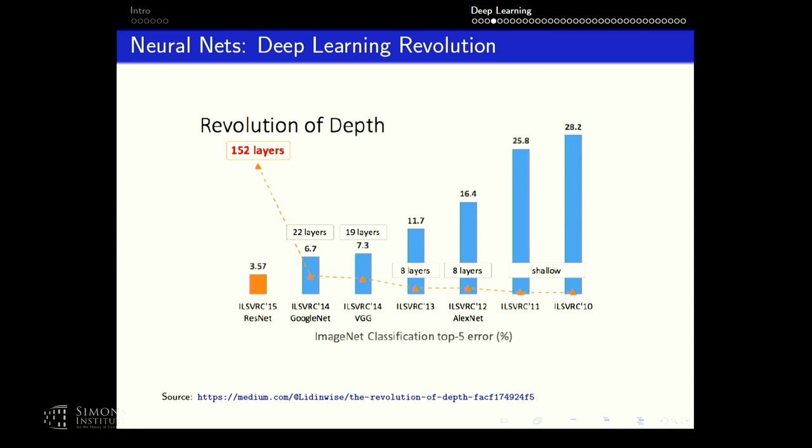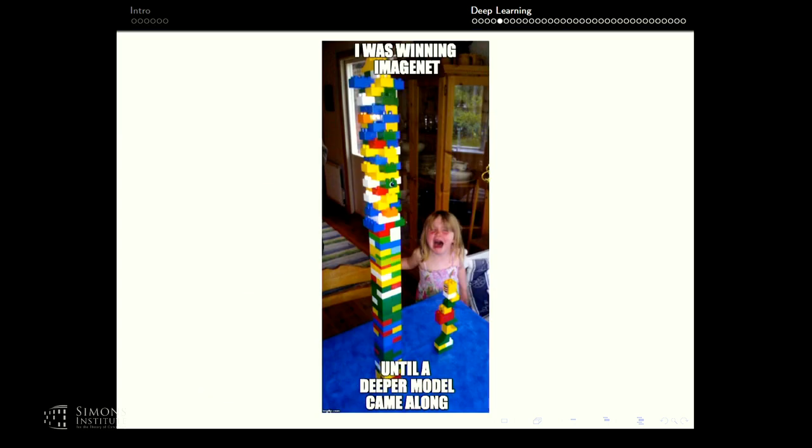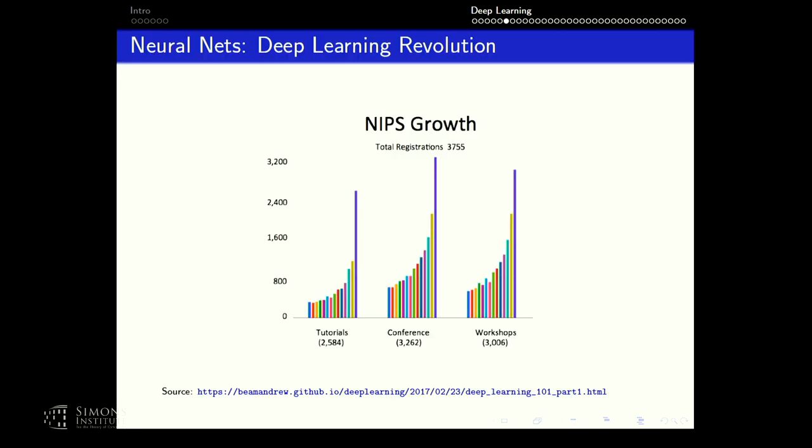And this became a game of, let me just push the boundaries and build a deeper net, to the point where there are cartoons about it: I was doing well until this guy added a couple more layers and a couple more GPUs and managed to beat me on ImageNet. Now it's my turn to do that again. And you can also see the correlation: if you superimpose this on that, you'll see pretty much the same pattern in the number of registrations and paper submissions at NIPS.